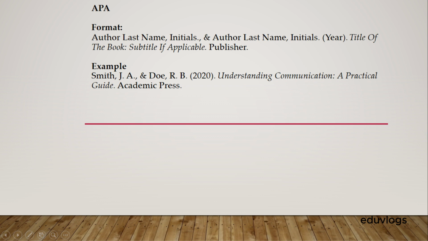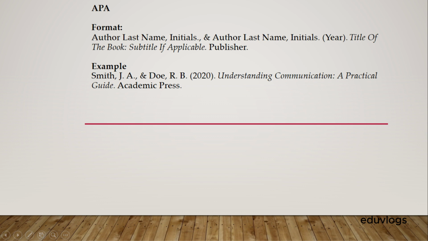Now let us look at an example of a two-authored book. Smith, J.A., and Doe, R.B. 2020. Understanding Communication, a Practical Guide. Academic Press.